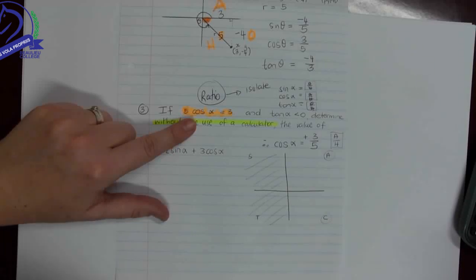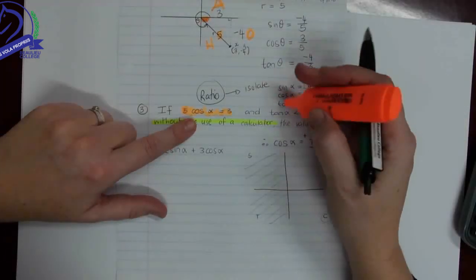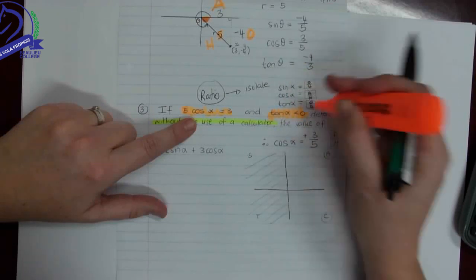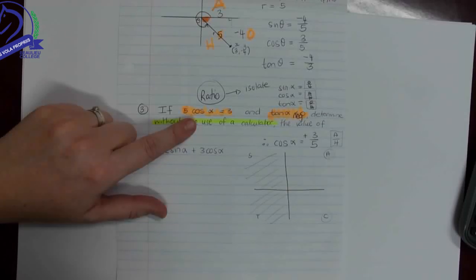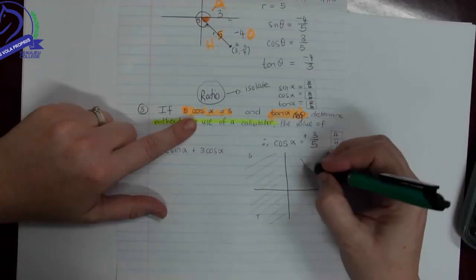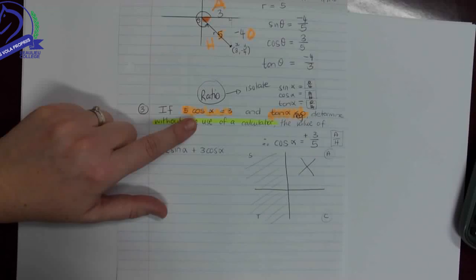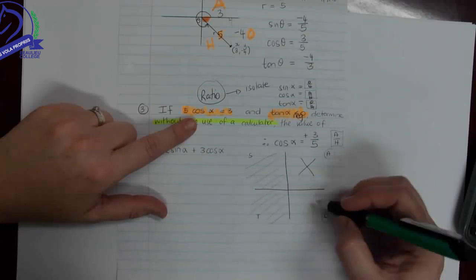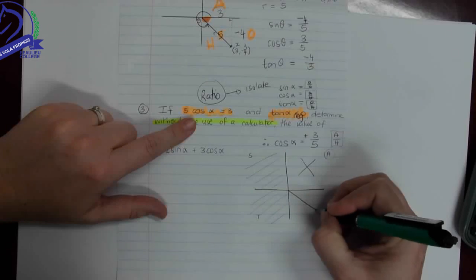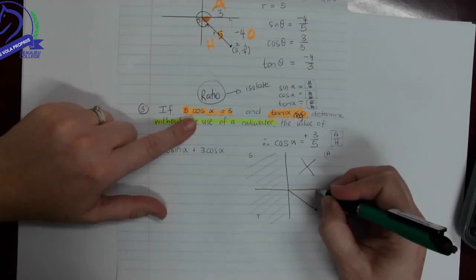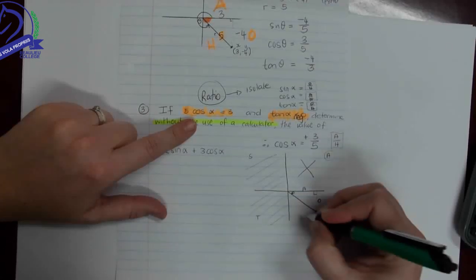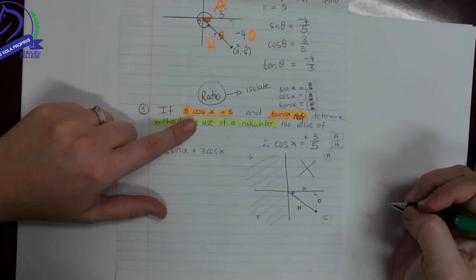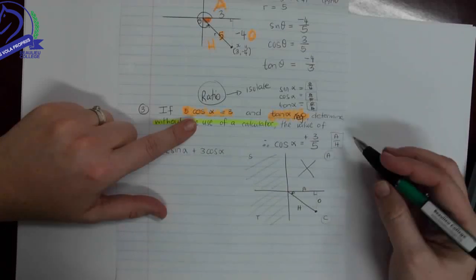Where do I find the second restriction? They tell me tan must be less than 0. So tan less than 0 means negative. So I'm not allowed to use the first quadrant either because tan is positive there. I'm going to go in here. Right, so that's my adjacent side, this is my opposite side, that is my hypotenuse.